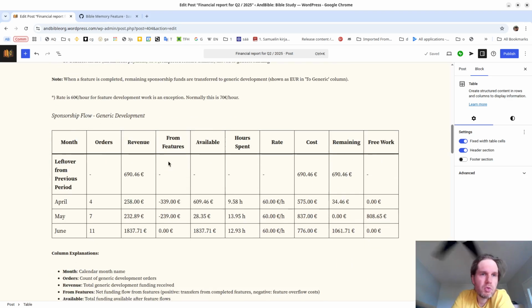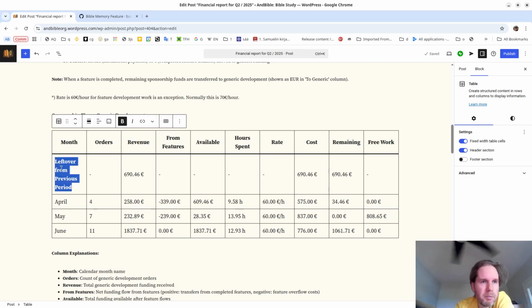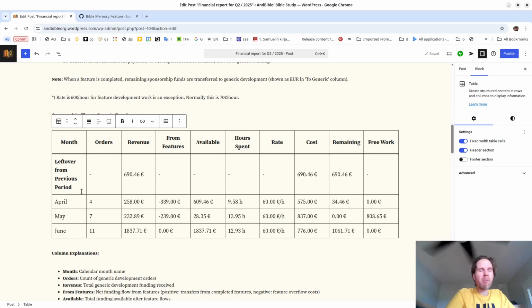So let's move to this generic development table. First we see there is one row left over from the previous period. It means that from quarter 1 there was some money that was not yet used to earn Bible development, 690 euros, and we will see that in April there were 4 euros.